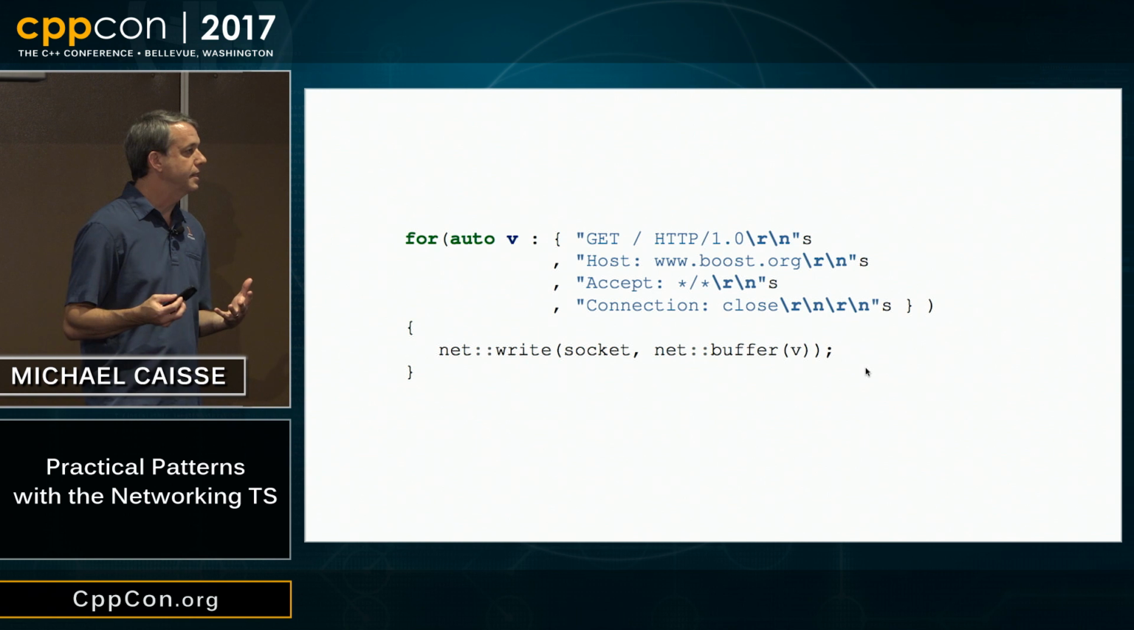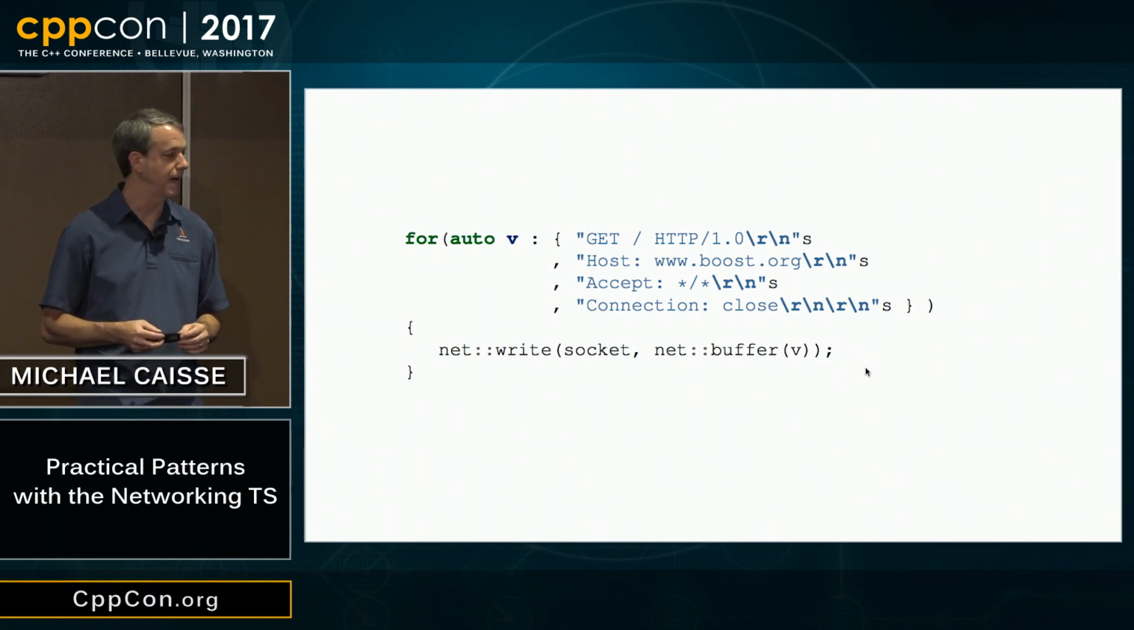All right, so here's our write. And so we are iterating through and we're writing by taking and using our buffer to create a buffer sequence and passing that off to the network write.